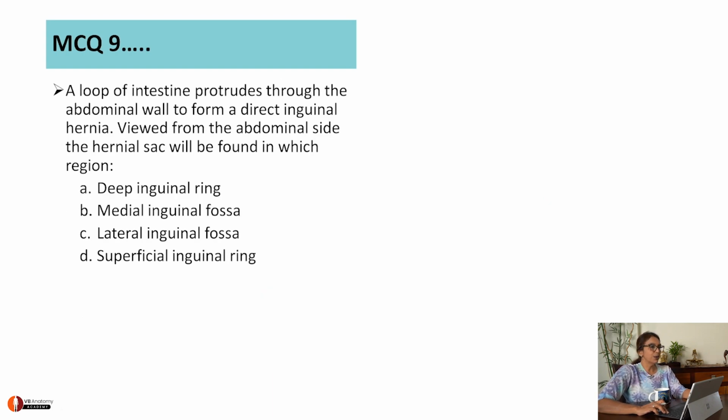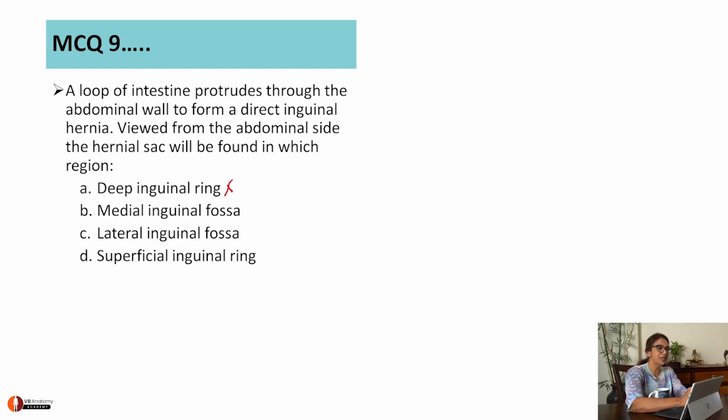Let's go to MCQ 9. A loop of intestine protrudes through the abdominal wall to form a direct inguinal hernia. So, in your mind, you are thinking medial to the inferior epigastric artery. Viewed from the abdominal side, you are sitting in the abdomen. The hernial sac will be found in which region? You are seeing the posterior abdominal wall, and you are calling it a direct inguinal hernia. So, would you see it at the deep inguinal ring?